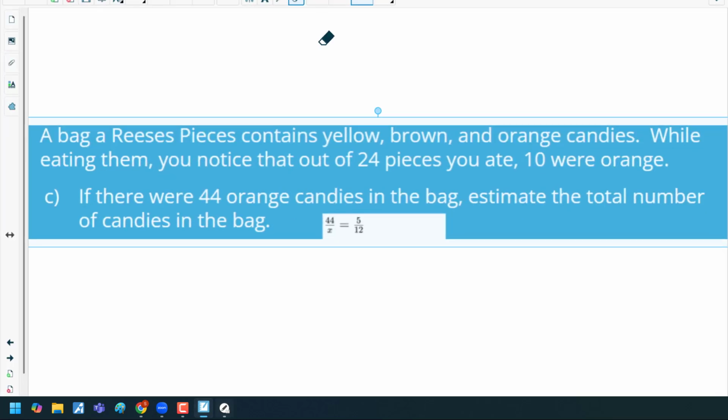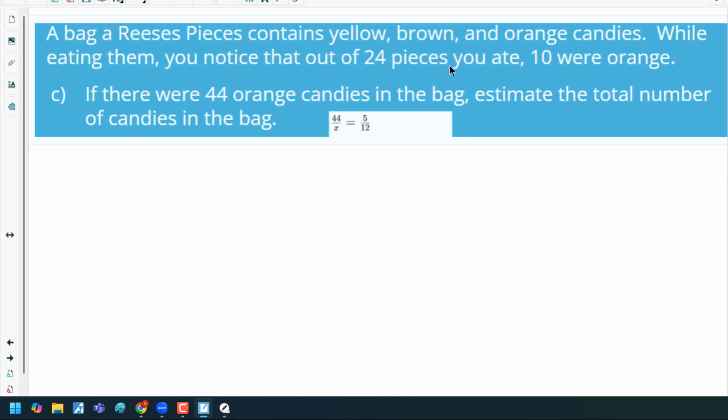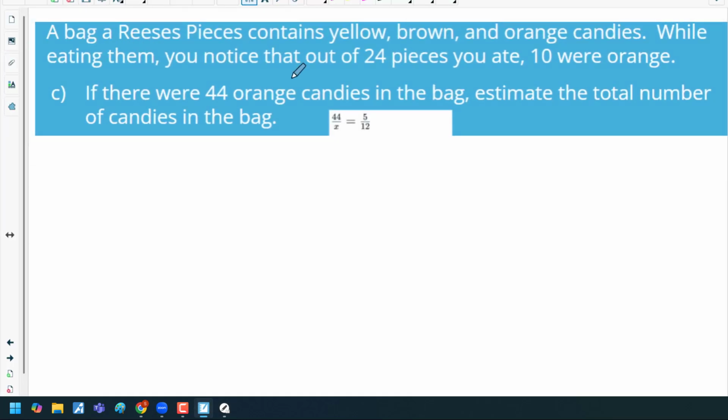All right, next question. Example C, or question C. A bag of Reese's Pieces contains yellow, brown, orange. While you're eating them, you notice that of 24 pieces you eat, 10 were orange. Okay. All right. So if there are 44 orange candies in the bag, estimate the total number of candies in the bag.